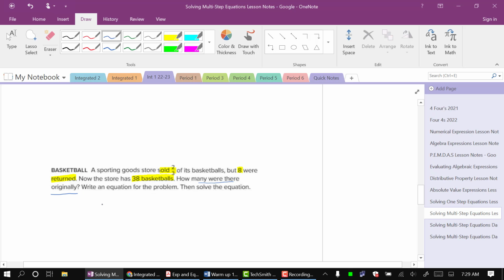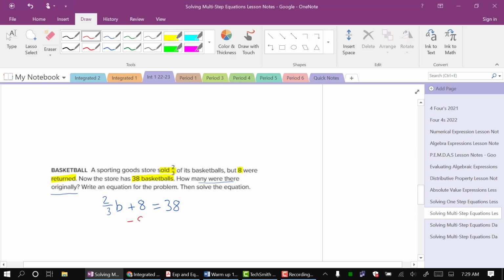So they sold 2/3 of their basketballs. But 8 of them were brought back. So that's an additional 8 being brought back, for a total of 38 basketballs in the store. So let's go ahead and solve this.